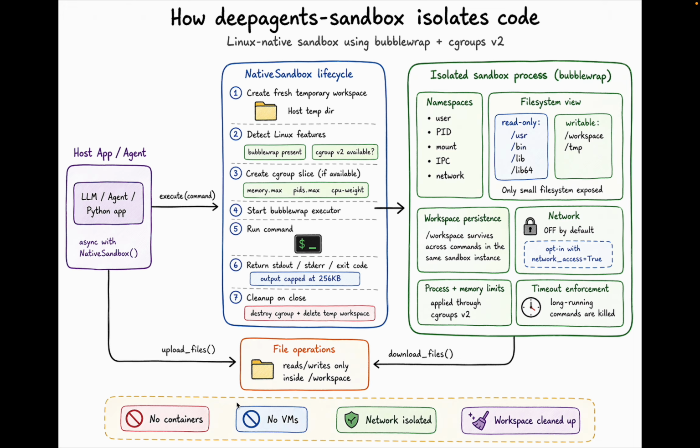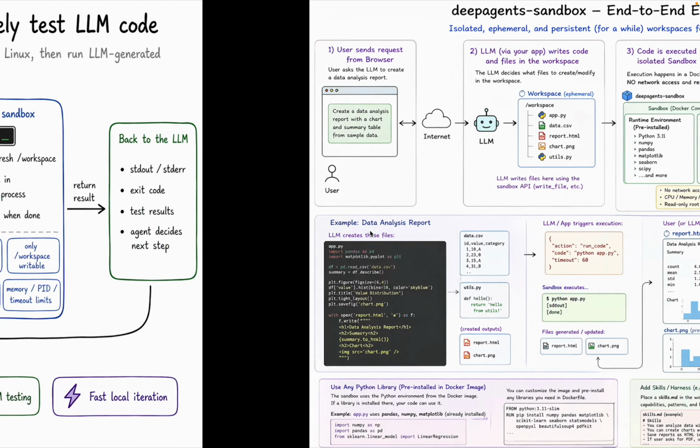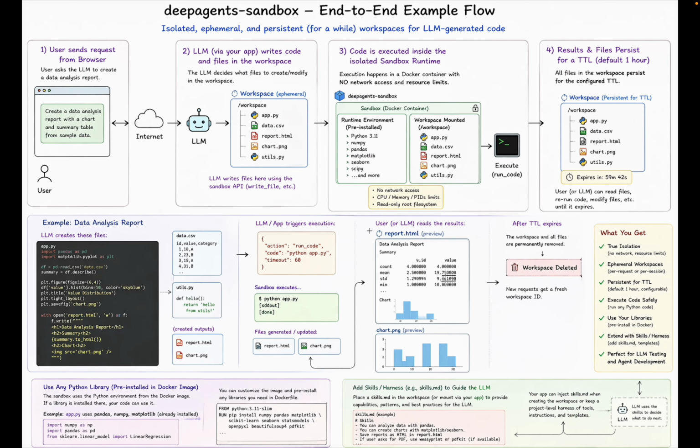So this is actually the whole walkthrough of how exactly it will be done. The LLM will execute a command, and the native sandbox cycle will create an isolated environment using bubblewrap and cgroup. Whatever operations like read, write and creating something can be done via this. So this is an end-to-end example of how it will be done.